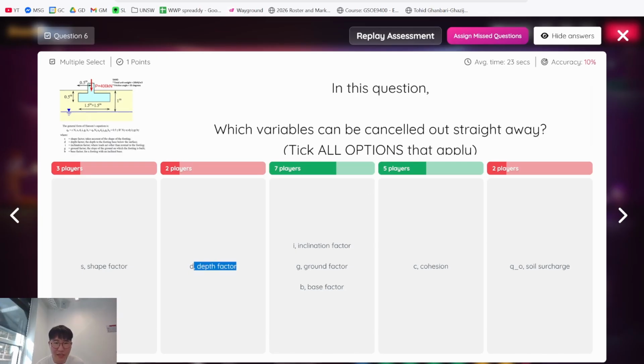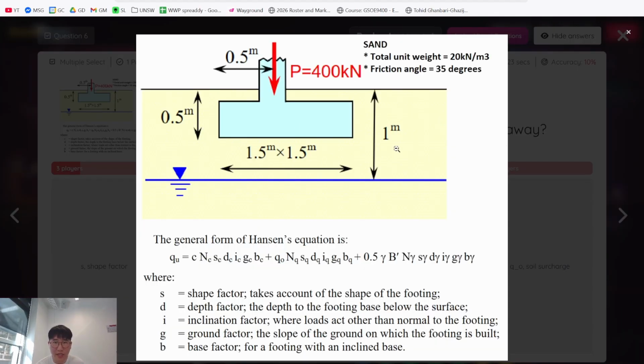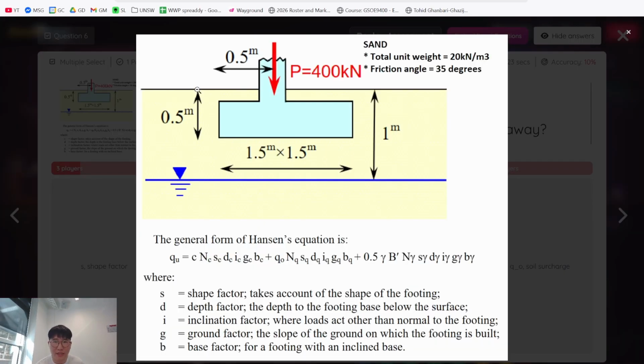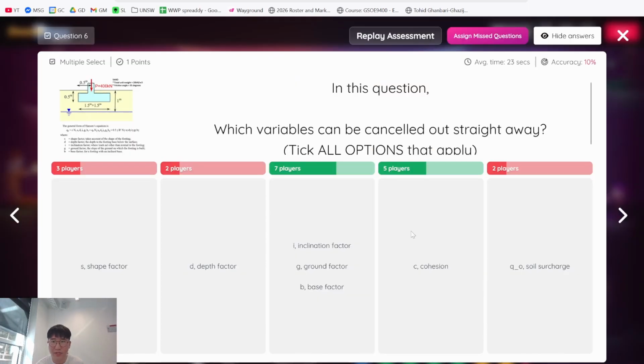And for depth factor, if it's embedded in the ground, it has a depth factor, so we can't get rid of that. And soil surcharge as well. Basically, from the surface to the base, we'll have a certain amount of soil surcharge, so we can't cancel that out either.